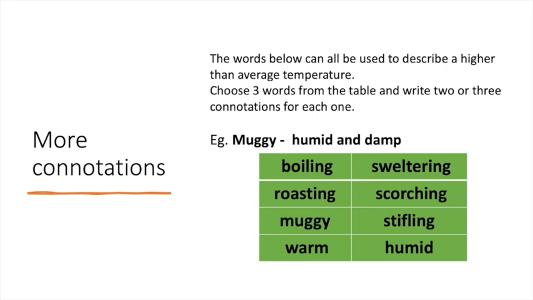The words below can all be used to describe a higher than average temperature, so they all have the same denotation, but they have different connotations. I want you to choose 3 words from the table, so you don't have to choose all of these words, just 3 will do, and write 2 or 3 connotations for each one. So try to pick out 3 words that you think have got slightly different connotations. So you can choose between boiling, sweltering, roasting, scorching, muggy, stifling, warm, and humid.